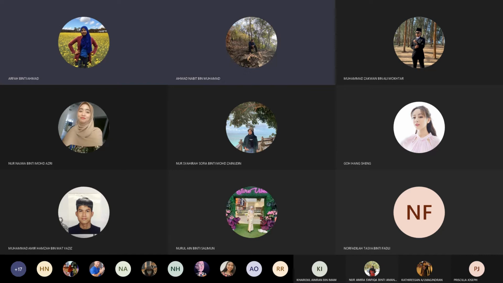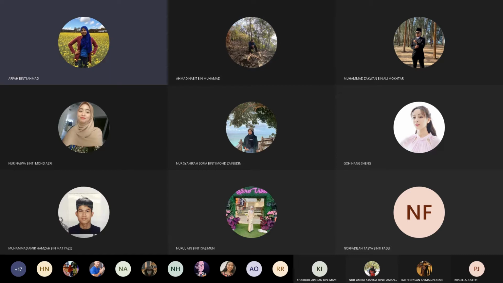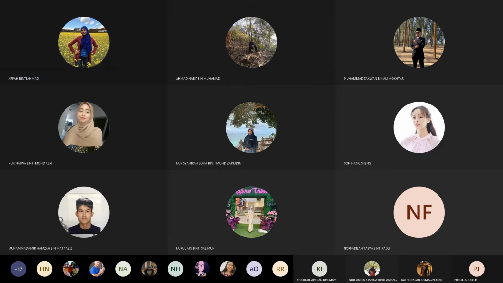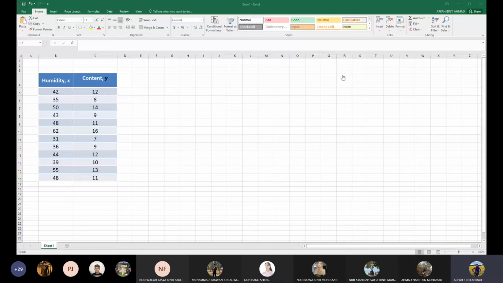Okay. So, moisture content as your Y. So, daripada sini. Okay. Sekejap, saya tak share screen lagi. So, ini data. Okay. Yang lain saya harap dah ada key in the data, okay, in your Microsoft Excel. So, humidity X and moisture content as your Y.